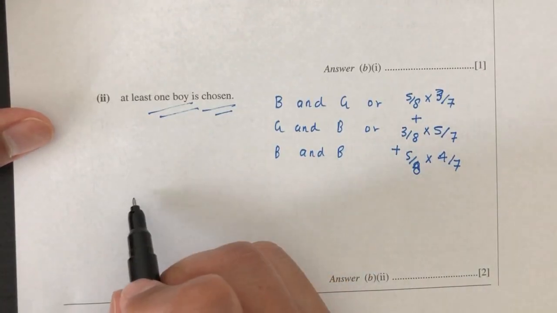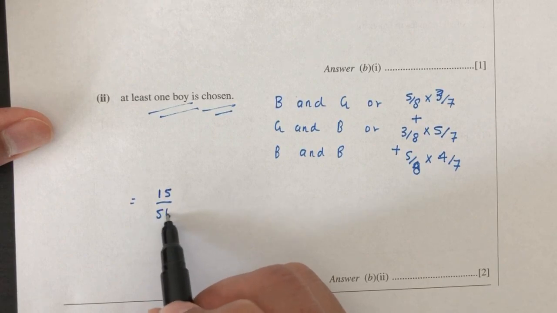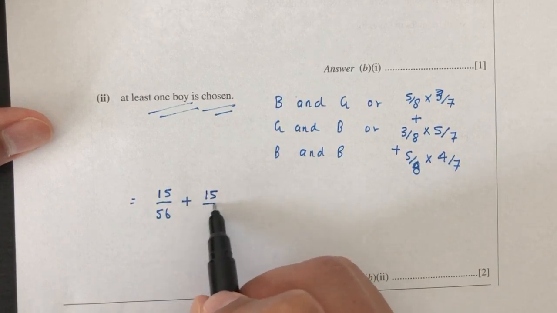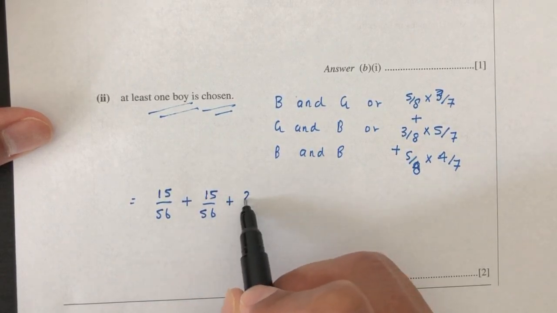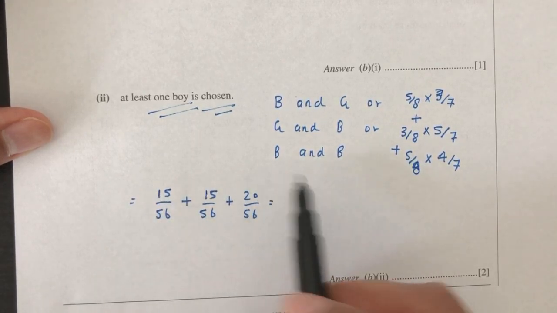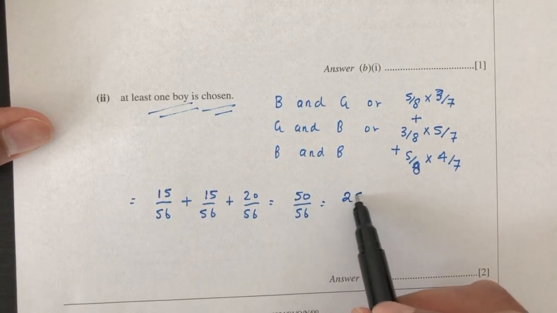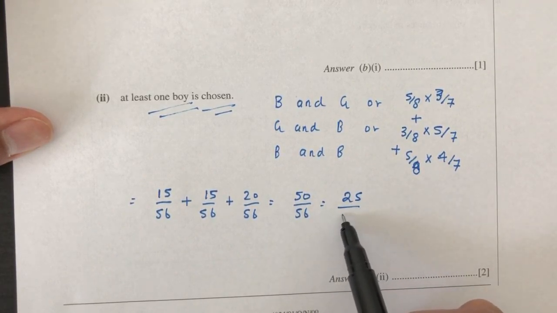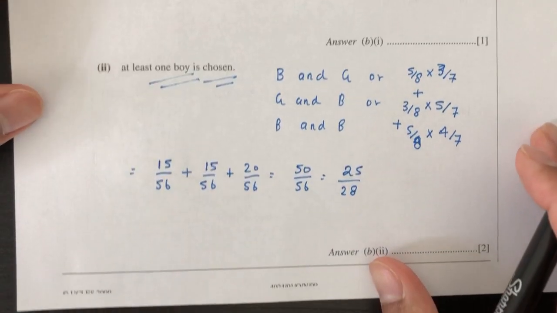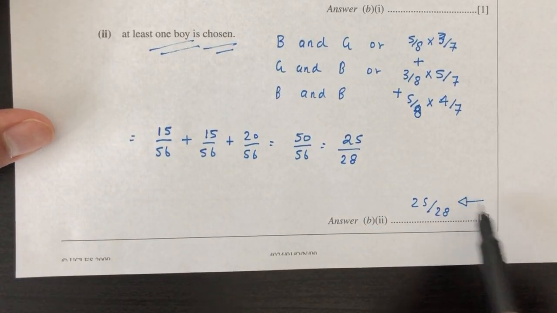So now let's just simplify. The first one is 15 over 56 plus 15 over 56 plus 20 over 56. This is 30 plus 20, that will be 50 over 56. Divided by 2, we have 25 over 28. So that will be your answer, 25 over 28.